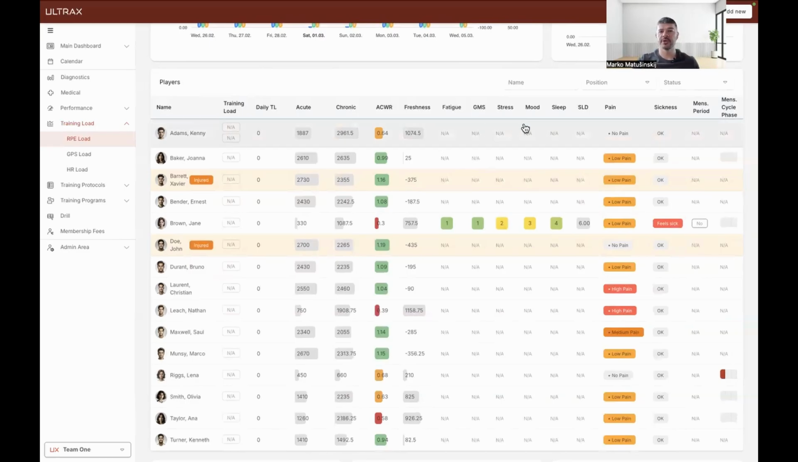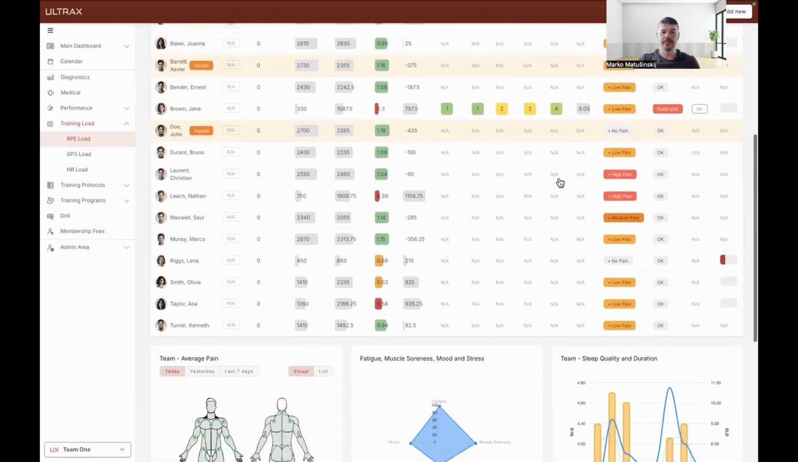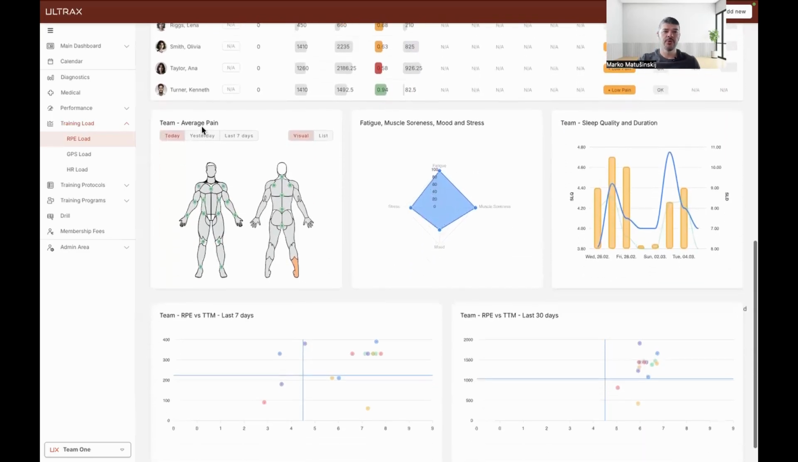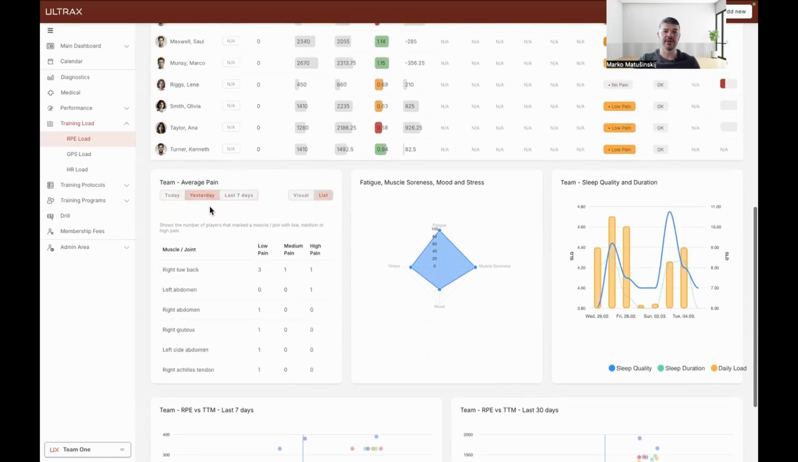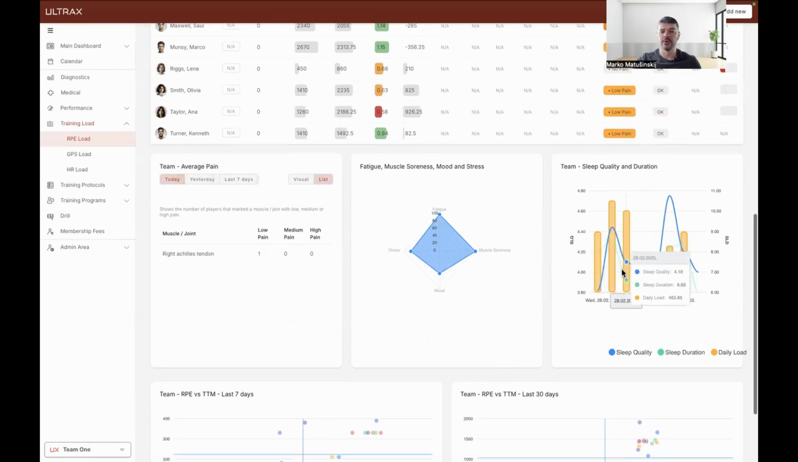Fatigue, general muscle soreness, stress, mood, sleep, of course. Pain scale, as I said. And if we scroll down, you can see team pain average, yesterday's pain, last 7 days. You can see it even listed. So all the pain trends you can see here for the last 7 days, yesterday or today. Here, you can see our wellness team score quite easily and fast. And we put here one graph showing what is happening with sleep quality and sleep duration according to the load.